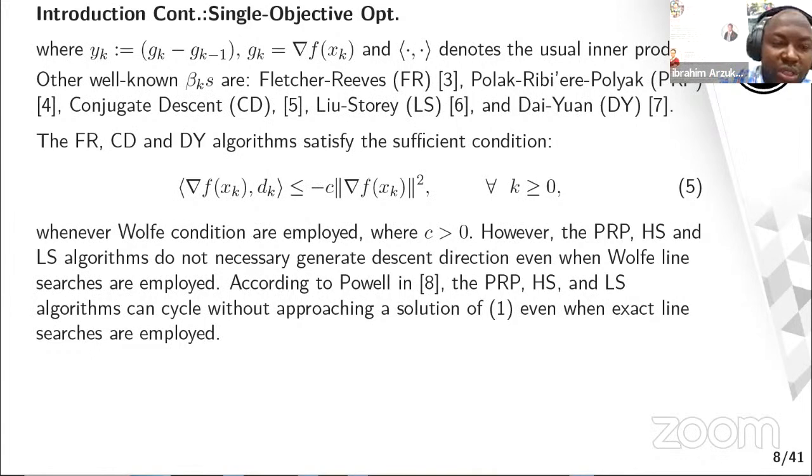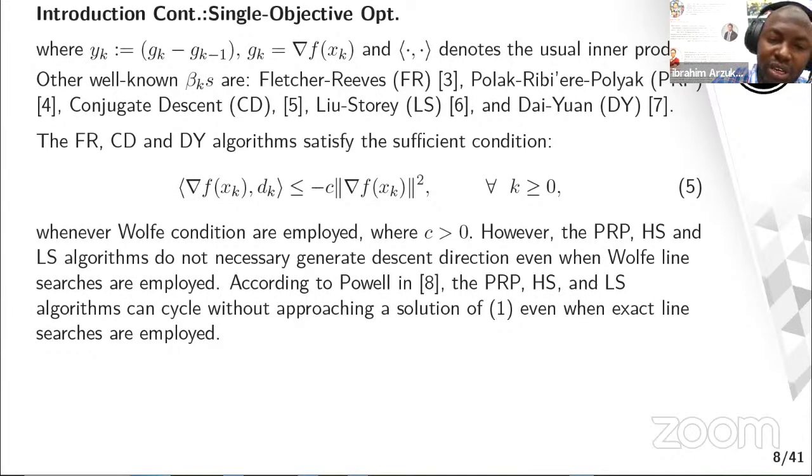So the definition of Hestenes-Stiefel: the y_k is given by the difference between the gradients, and this symbol stands for the usual inner product. Other well-known beta cases are the Fletcher-Reeves, Polak-Ribière-Polyak, conjugate descent, Liu-Storey, and the Dai-Yuan. But it is a well-known fact that the FR, CD, and DY algorithms satisfy the well-known sufficient descent condition, which guarantees a sufficient descent to the solution of the given problem.